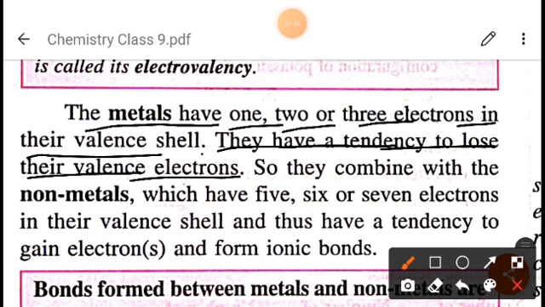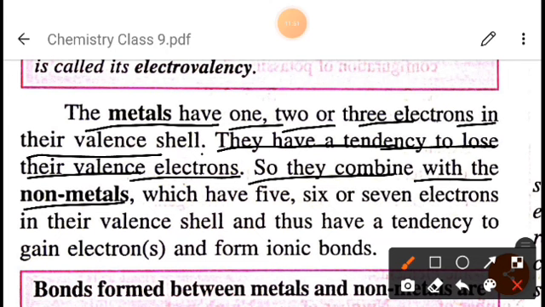So what will happen? They will combine with a non-metal, because non-metal has a tendency to accept electrons. Previously, when I was explaining the atomic structure, at one place I discussed this: non-metals have 4, 5, 6 or 7 electrons in their outermost shell, and they have a tendency to gain an electron, right?